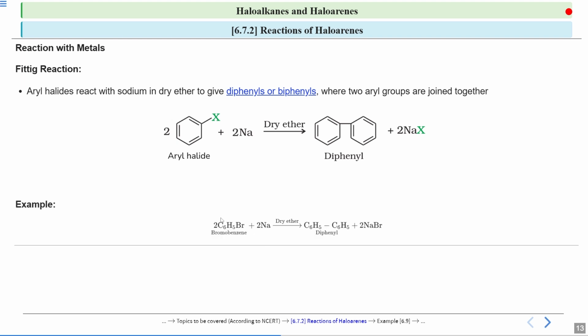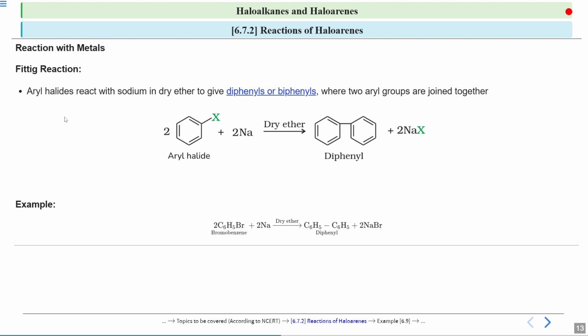For example, take bromobenzene, the same case. Now you are taking two molecules of bromobenzene and reacting them with two atoms of sodium metal in the presence of dry ether, and you get your major product as diphenyl, a benzene ring bonded to a benzene ring. So diphenyl is your major product after the joining of two aryl groups, plus two molecules of sodium bromide as your side product. This is what happens in the Fittig reaction.